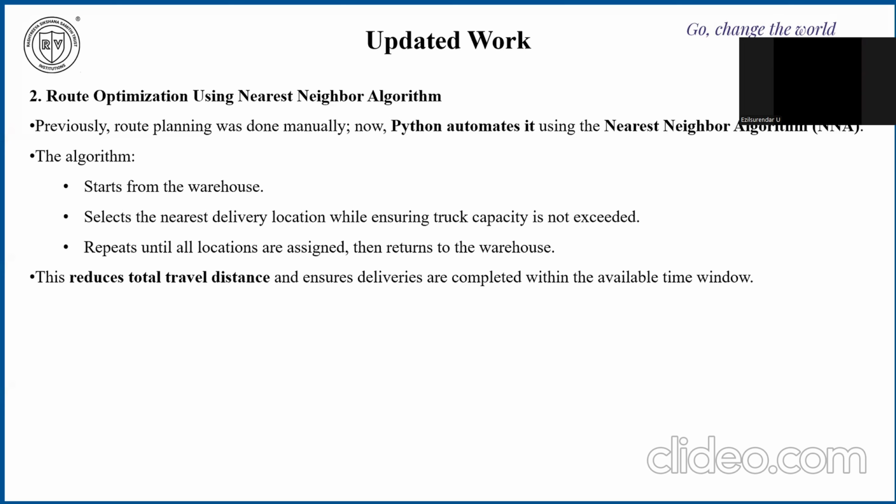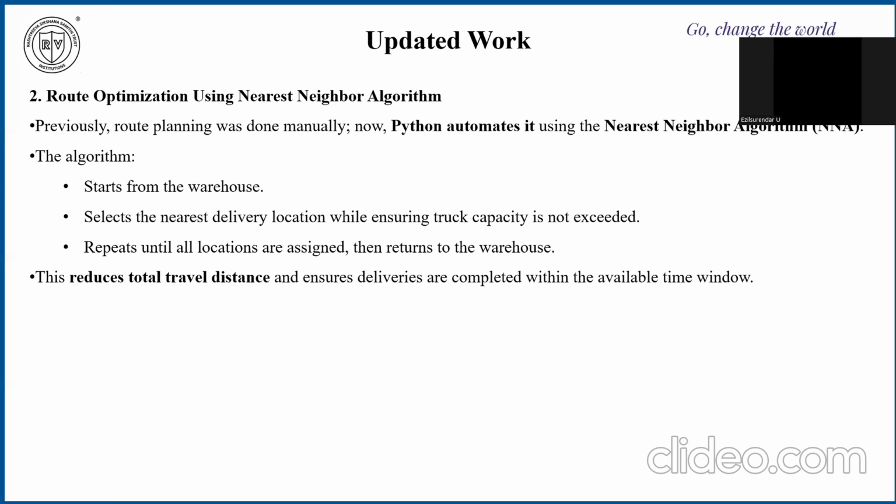The algorithm starts from the warehouse and selects the nearest delivery location, while ensuring that the truck's capacity is not exceeded. This process is repeated until all locations are assigned, and then the truck returns to the warehouse. This approach reduces the total travel distance and ensures that the deliveries are completed within the available time window.